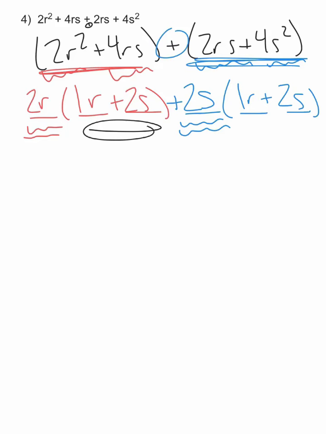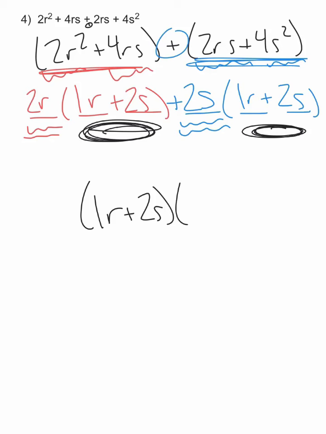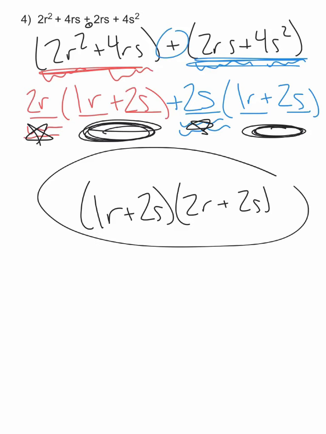Okay, if we look, we have the same set of parentheses, which is what we wanted. So we'll write that down one time for our answer. Then we'll put a second set of parentheses right beside it. And then we'll put down what's in front of each set of parentheses. So in front of the red one, we have 2r. In front of the blue one, we have plus 2s. This is our final answer.